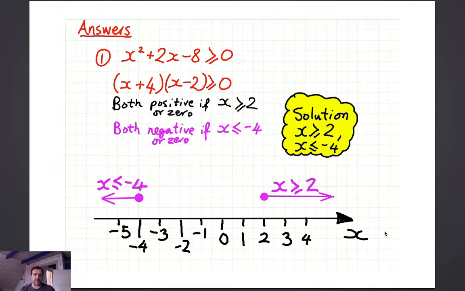Here's answer 1. So I hope you paused the screen. x squared plus 2x minus 8 is greater than 0. That factorizes into (x plus 4) times (x minus 2) greater than 0. So if x is greater than or equal to 2, then both the brackets will be positive or 0. But if x is less than or equal to -4, then both the brackets will be negative or 0. So on the number line, that's the solution there, with x being either greater than or equal to 2 or less than or equal to -4, making the whole thing come to something that's greater than 0.